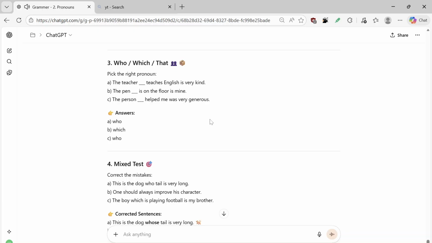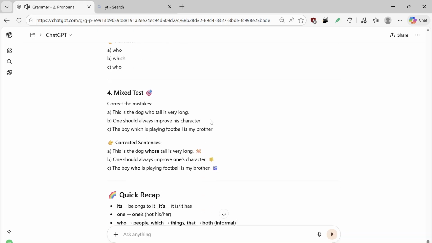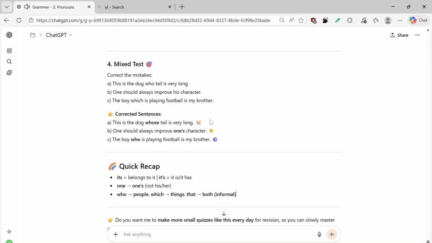Mixed test. Correct the mistakes. A, this is the dog whose tail is very long. B, one should always improve his character. C, the boy which is playing football is my brother. Corrected sentences: A, this is the dog whose tail is very long. B, one should always improve one's character. C, the boy who is playing football is my brother.